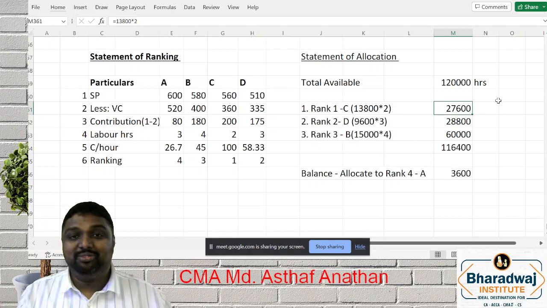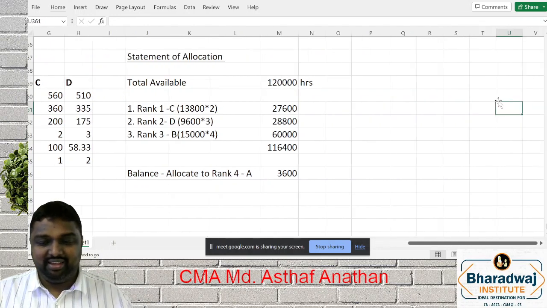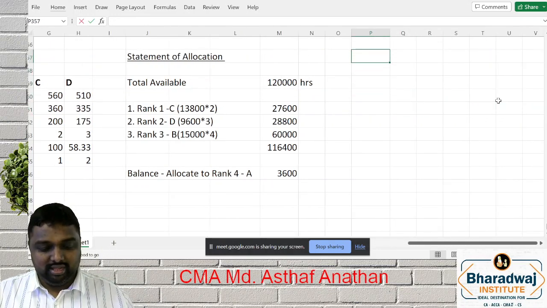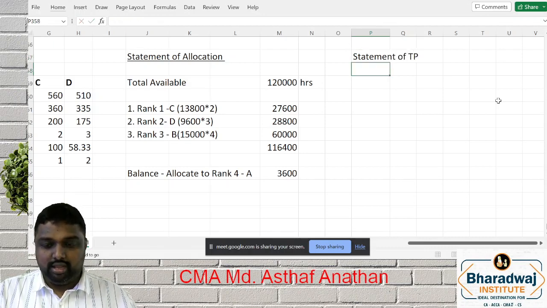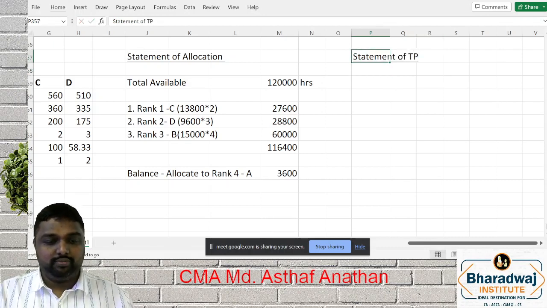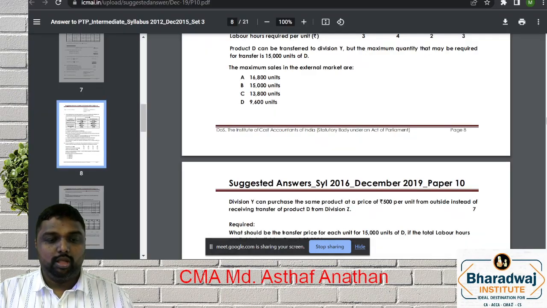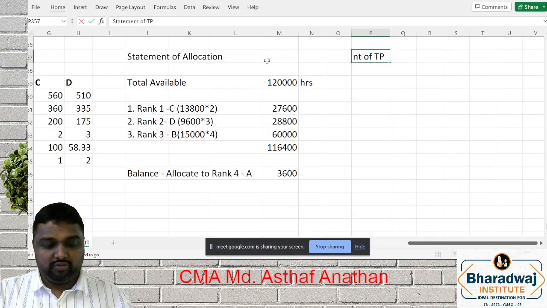Now we are going to do the transfer pricing statement. Hope all of you are ready. Statement of transfer pricing. See how many units you are going to transfer. The question is telling 15,000 of D. You are going to transfer what? 15,000 of D.